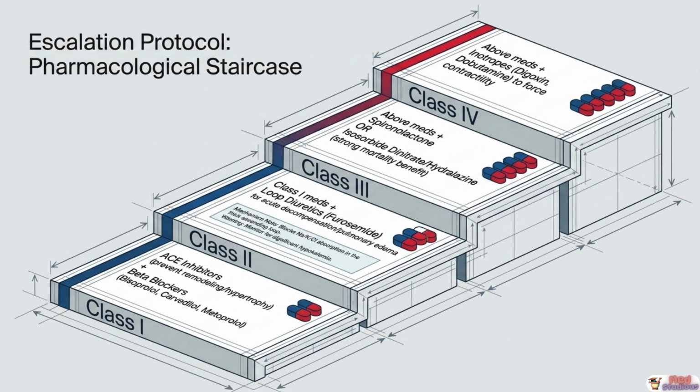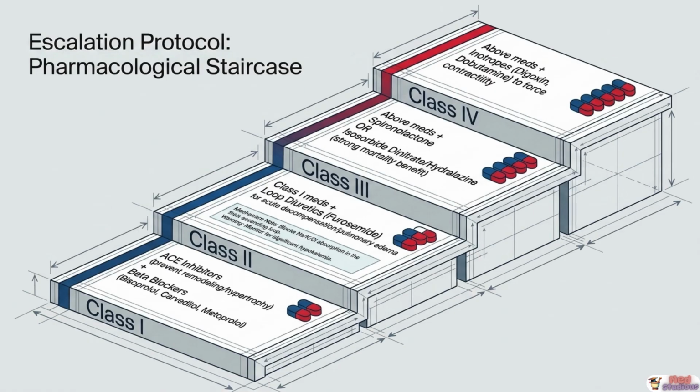The pharmacological management of heart failure follows a systematic escalation protocol tied directly to NYHA functional class, adding therapeutic layers as disease severity progresses, with each layer targeting a specific pathophysiological mechanism. The foundation layer, applied from Class 1 onwards, consists of 2 disease-modifying agents that prevent adverse cardiac remodeling.